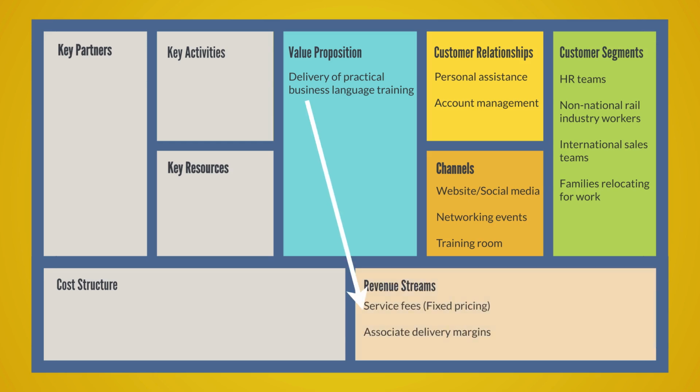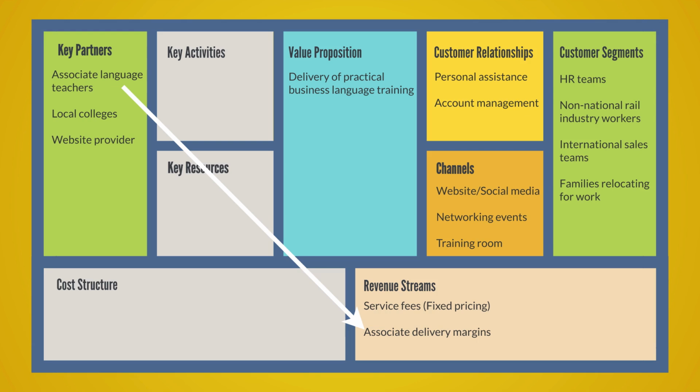Those blocks of the business model canvas that are associated with value creation derived revenues in the form of service fees for delivered courses and a small margin generated by associates. These were typically predetermined using a price list. We relied on associate language teachers as key partners to deliver training in languages where the expertise was not in-house, such as Italian, Spanish, and Japanese. We also worked closely with local colleges for some of our services and used an external provider who managed our website.